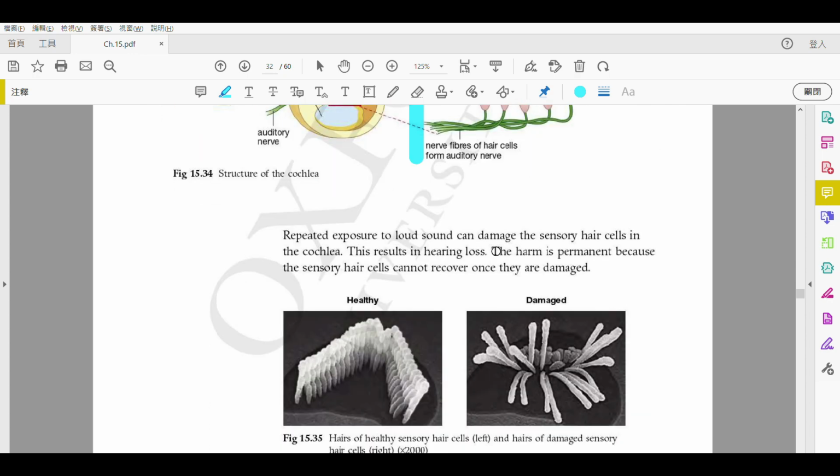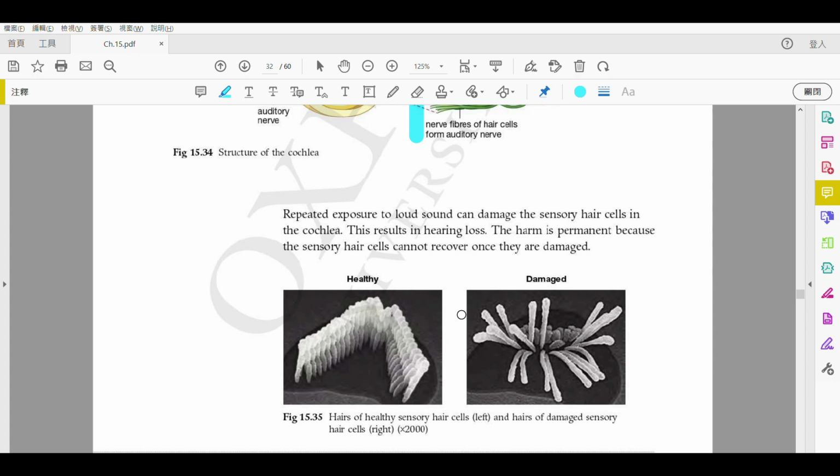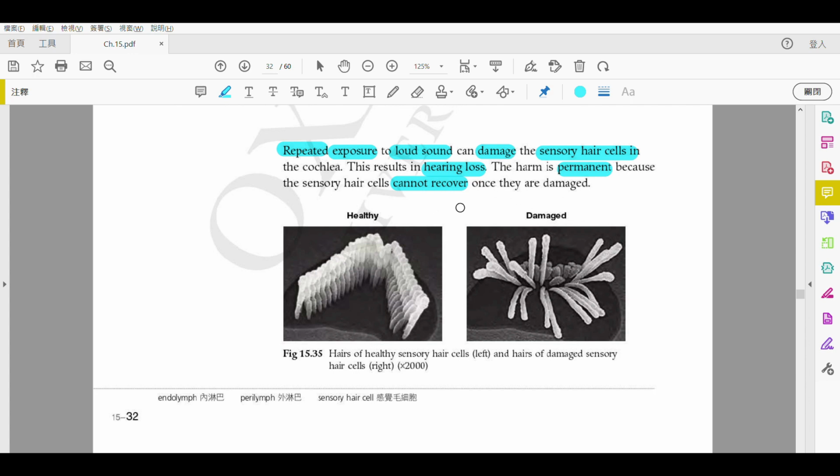Okay? However, there is one very important thing. Why can we not hear loud music all the time? Why should we not listen to loud sounds all the time? It's because repeated exposure to loud sound will damage the sensory hair cell. Okay? And, of course, when they're damaged, we'll suffer from hearing loss. However, this damage is permanent. You need to know this word, permanent means lasting forever. Okay? Because they will no longer recover once they're damaged. They cannot recover.